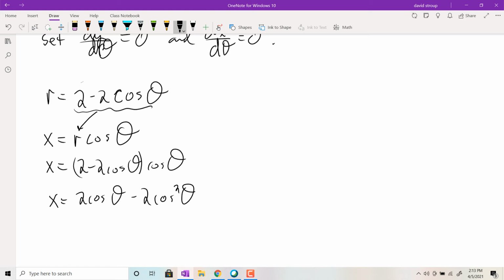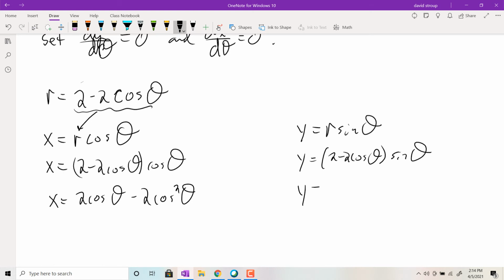And let me also at the same time kind of get the y formula. y is r sine theta. So y will be 2 minus 2 cosine theta times sine theta. And then, we need the derivative, so it would be 2 sine theta minus 2 sine theta cosine theta.